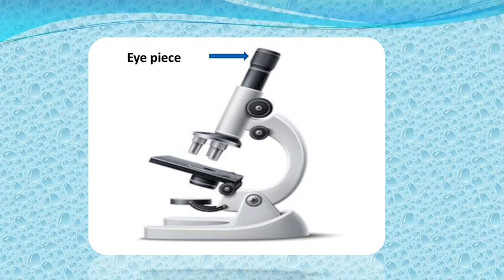Next part is the body tube. It is also called the draw tube. The tube holds the eyepiece and the objective lenses at the upper and lower end respectively. It is fitted to the arm by a rack and pinion arrangement for upward and downward movement. The length of the tube is fixed and it is generally 160 mm.